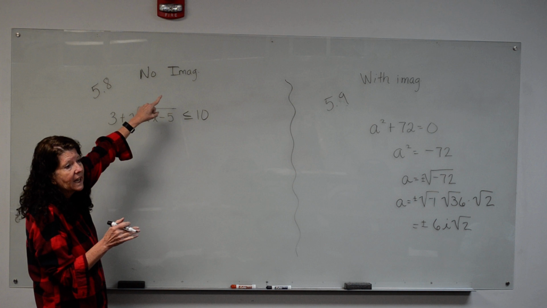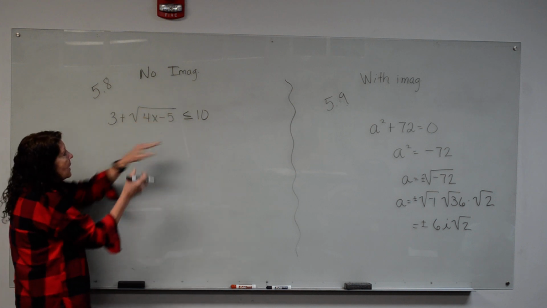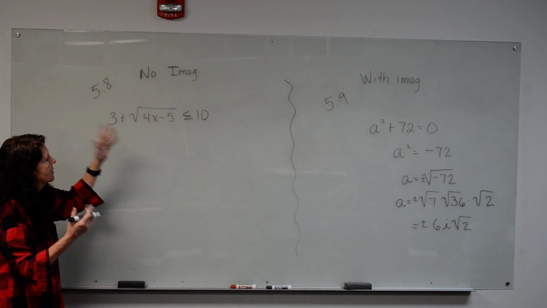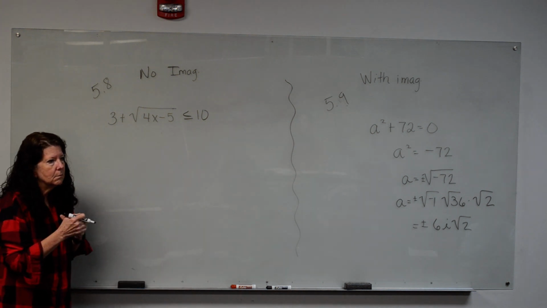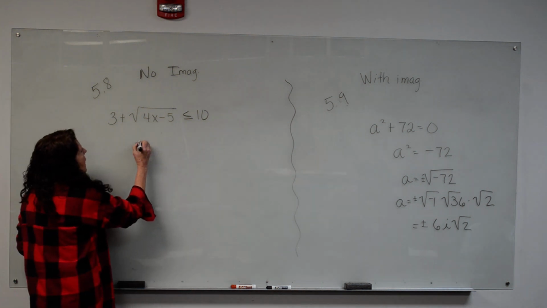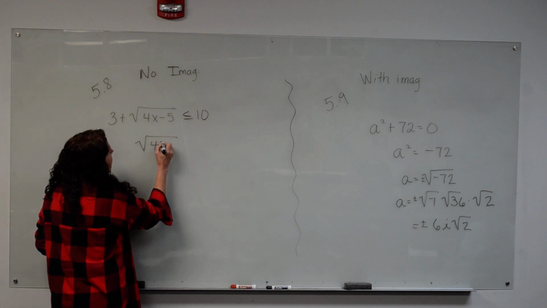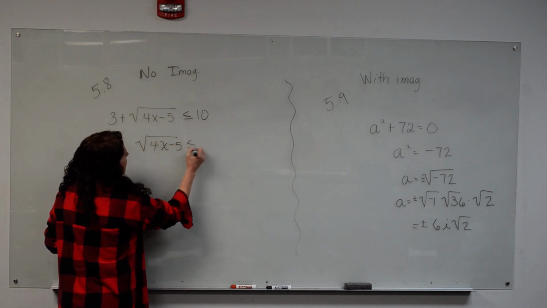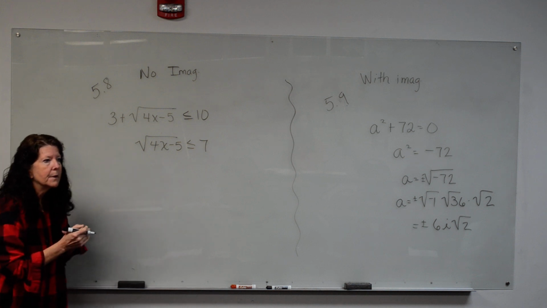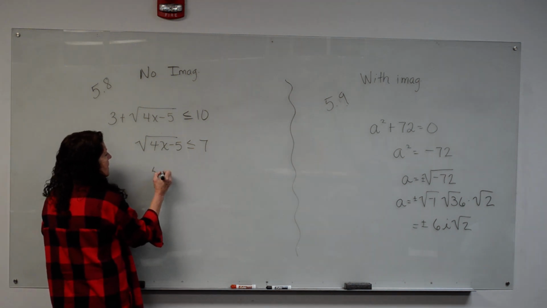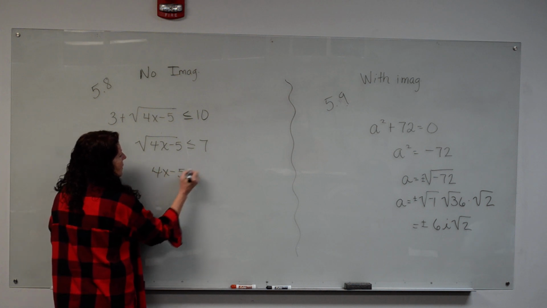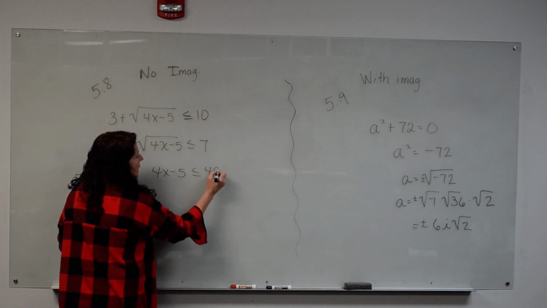Because over here I can't have imaginary numbers. So if I was going to solve it with the inequalities, what am I going to do first to solve for x? Take the 3 over. So I have the square root of 4x minus 5 is less than or equal to 7, right? Now what am I going to do? I'm going to square both sides. When I square the left-hand side, I get 4x minus 5. When I square the right-hand side, I get 49.